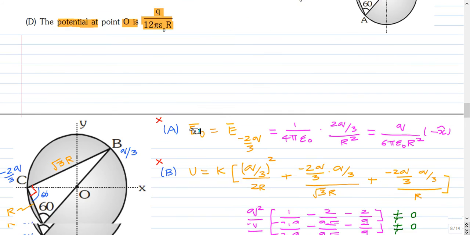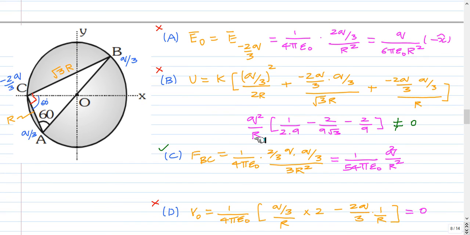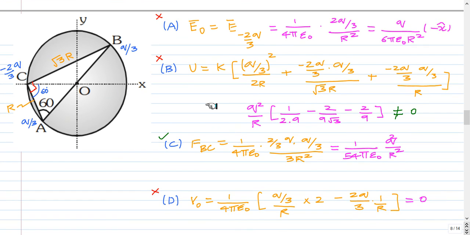Option B, we have to find the potential energy of the system. Potential energy of the system is the sum over all the interactions. It is K times the product of the charges divided by the distance. So here you have 3 interactions.